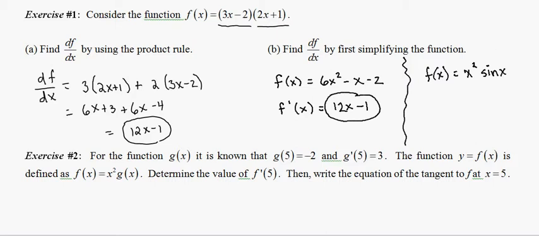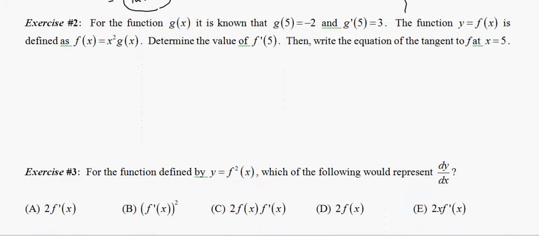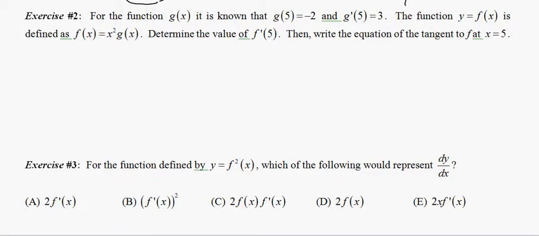Let's do one that's way more symbolic in nature and one that definitely requires the use of the product rule. In exercise number 2, we're told that we've got some function g of x, and we don't know a lot about it. We do know that g of 5 is negative 2, and g prime of 5 is 3.